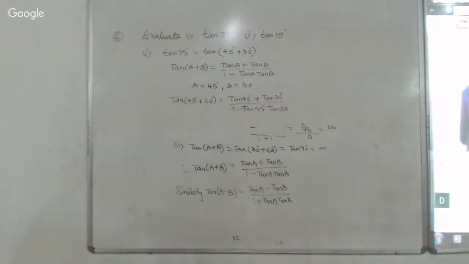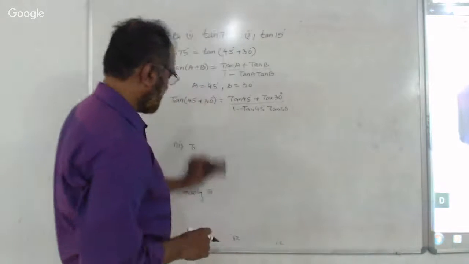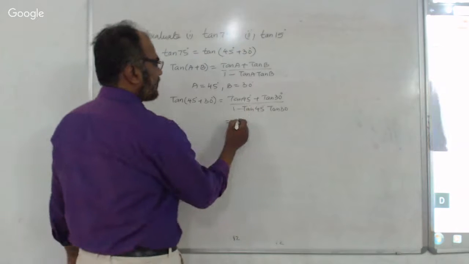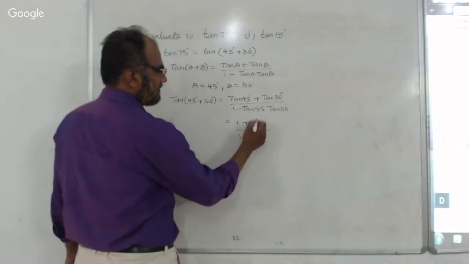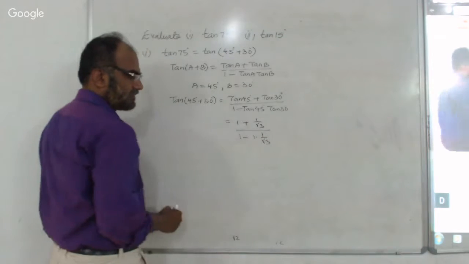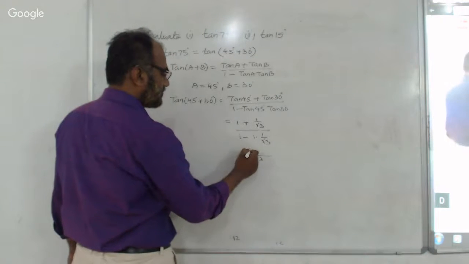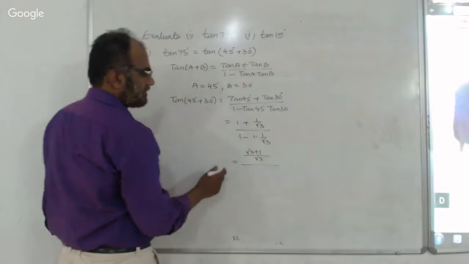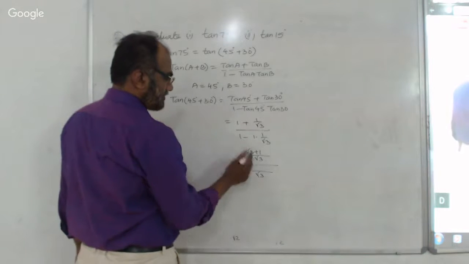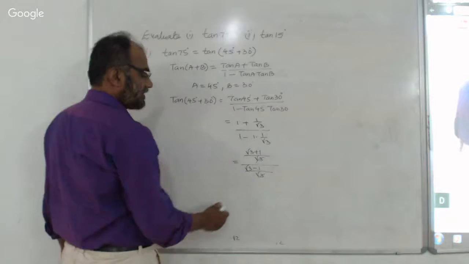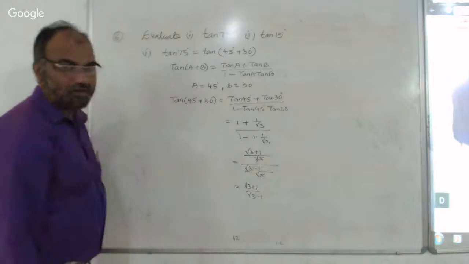Substitute the values now. We have tan 45 and tan 30 from the tabular form. Tan 45 is 1, plus tan 30 is 1 by root 3, by 1 minus tan 45, which is 1, into 1 by root 3. So the LCM is root 3 in the numerator, so you get root 3 plus 1. Again LCM in the denominator is root 3. Root 3 and root 3 get eliminated. This is root 3 plus 1 by root 3 minus 1.